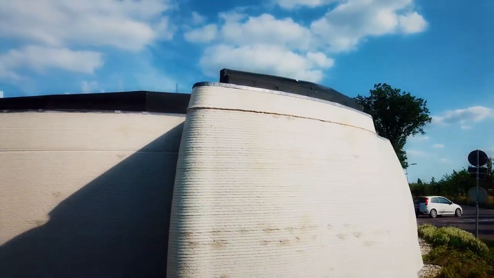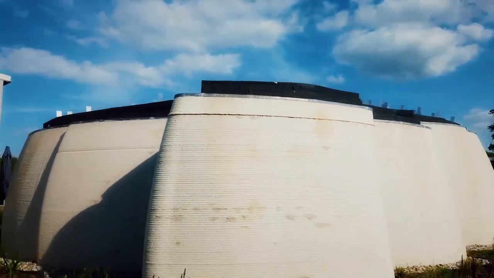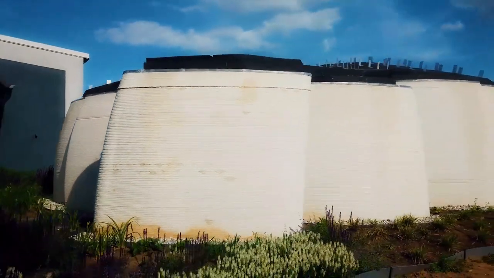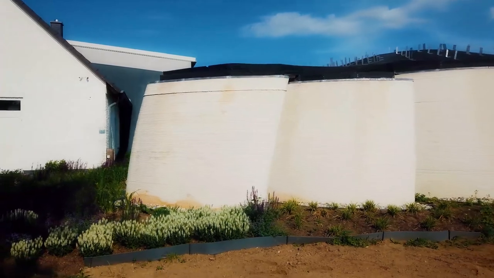The second reason is sustainability. The construction industry is responsible for around 40% of CO2 emissions around the world. With digital concrete, we can use smarter materials and we can use less material.